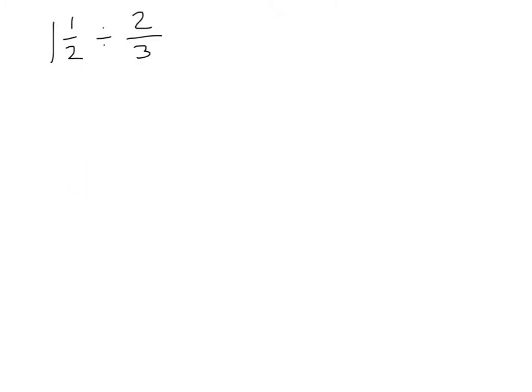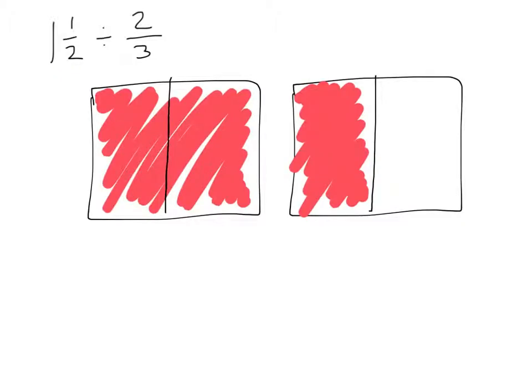Alright, here we're going to do a visual model one more time, but this time we're going to have a mixed number divided by a fraction. So what we're asking here is, I have 1 1/2, and I want to know how many groups of 2/3 I can get out of that 1 1/2. I'm going to start by building my model of 1 1/2. Okay, so I've started with my model of 1 1/2. Here's a whole box, and here's 1/2 of the box.